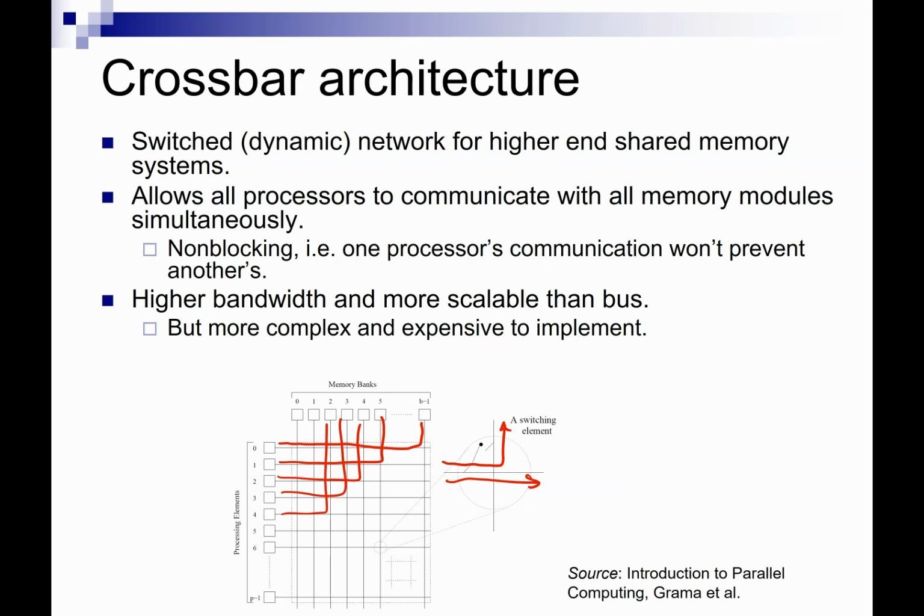These crossbars can achieve much higher bandwidth than the bus, because we can have all of these simultaneous accesses on the crossbar, as opposed to the bus, where you only have one access at a time. But of course, it's quite expensive to build one of these systems, especially if there are many processors and many memory banks. These systems are more scalable than the buses, but they're usually still limited to, let's say, a few hundred processors.